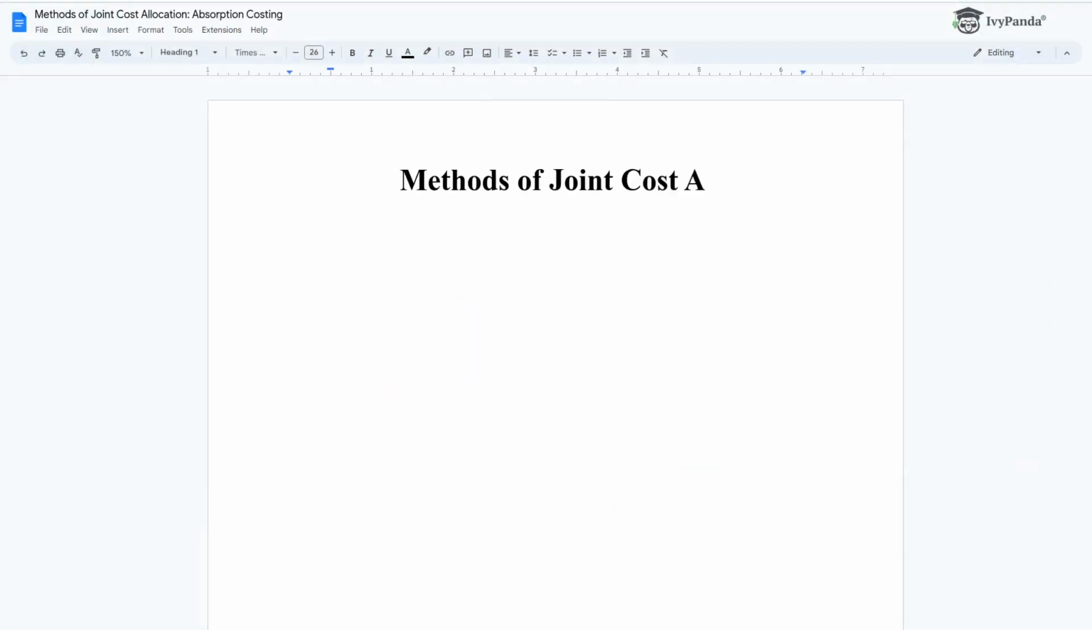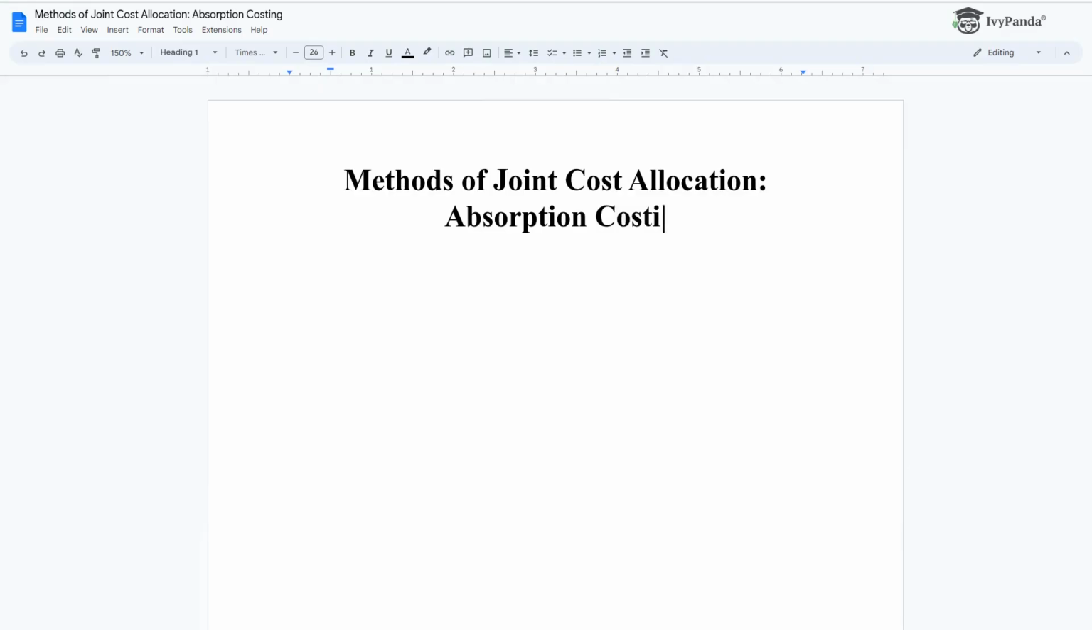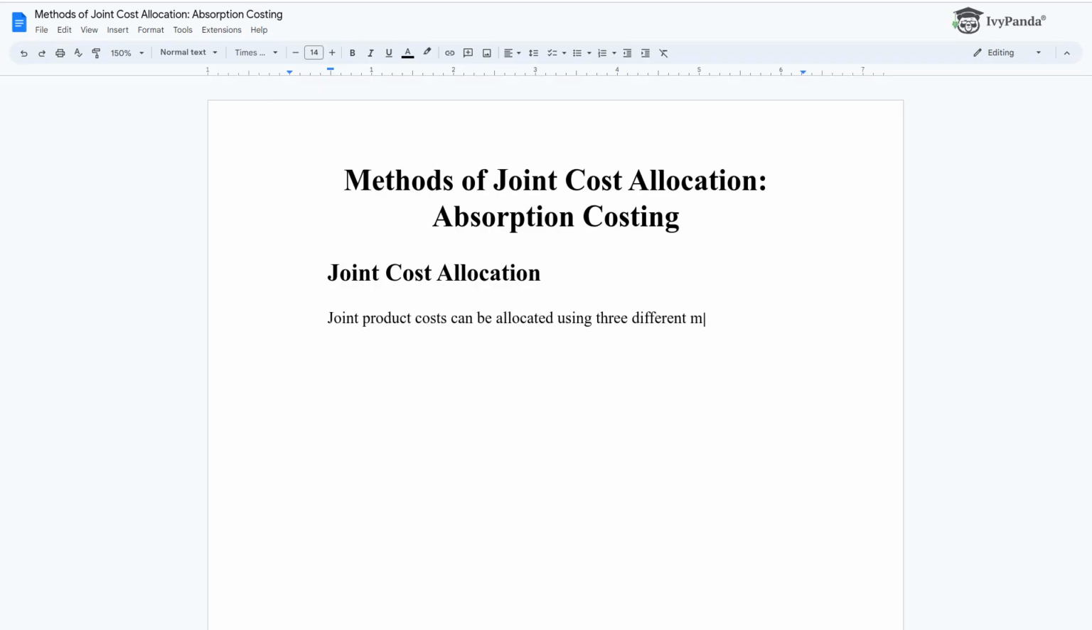Methods of joint cost allocation, absorption costing. Joint cost allocation. Joint product costs can be allocated using three different methods. They are physical measures of output, relative sales value, and net realizable value. This paper explores each of these methods briefly.